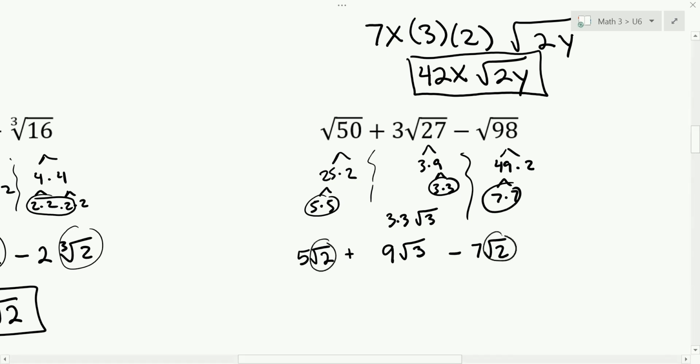First and last, yeah, they both have the square root 2. So 5 minus 7 is negative 2 square root 2. And then that plus 9 root 3, we just leave alone. And that's as much as we can do. Okay.